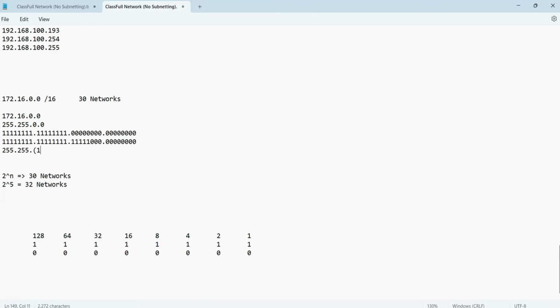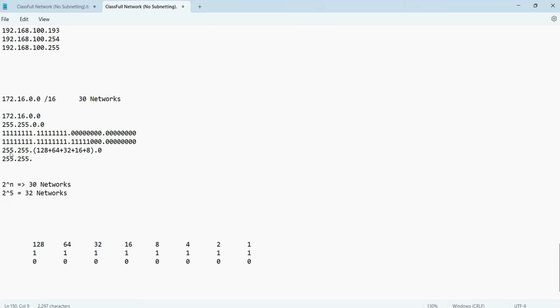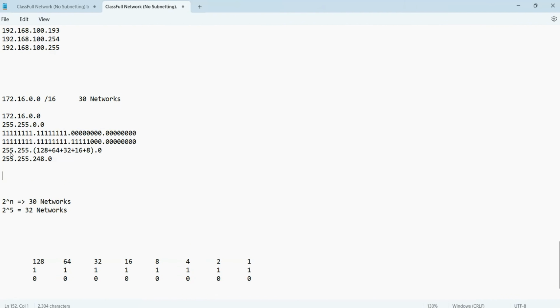And then this one is what? 128 plus 64 plus 32 plus 16 plus 8. Right? And dot what? 0. Remember, the fourth octet is not touched. So 255, 255 dot. I add these up together, I get 248. Dot 0.